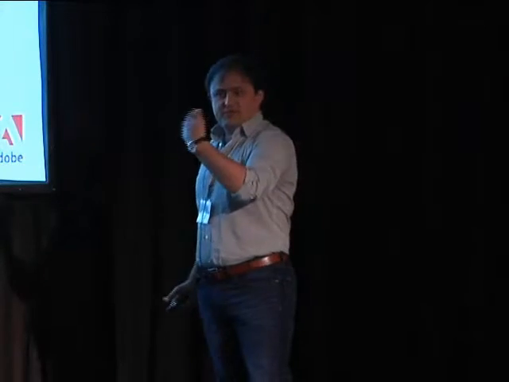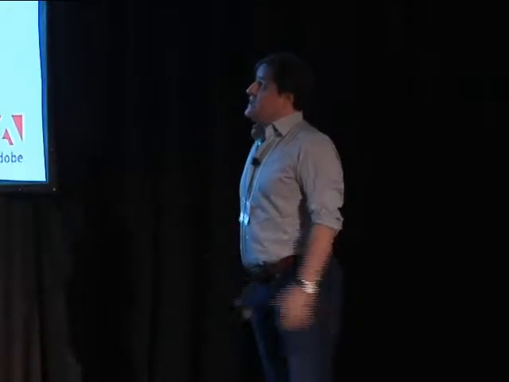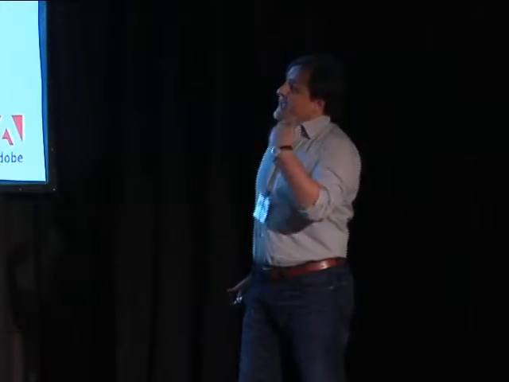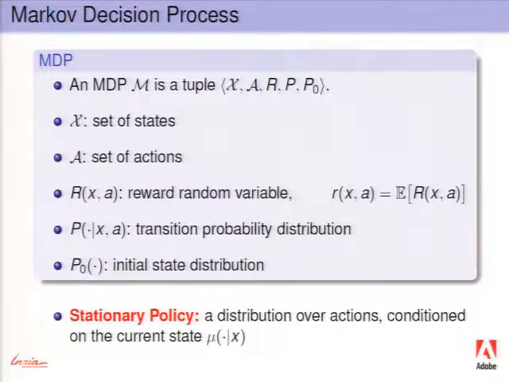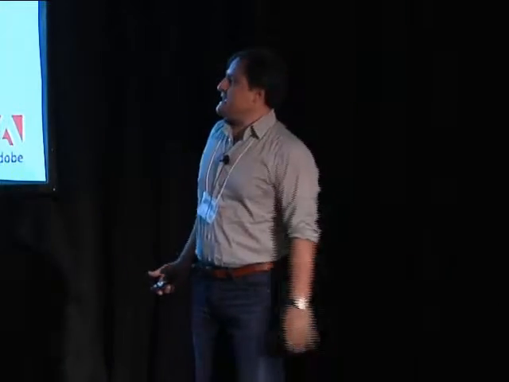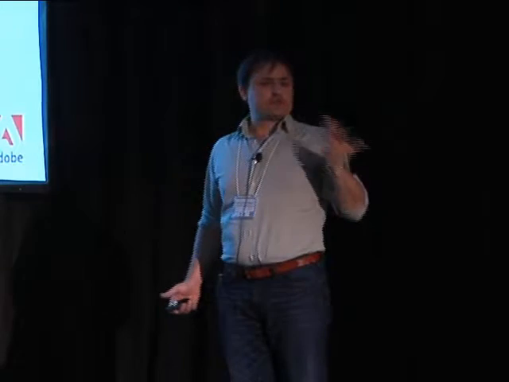This interaction between the agent and the environment is often modeled as a Markov decision process, or MDP, which is a 5-tuple in which X is the set of states, A is the set of actions, the capital R is the reward random variable of taking action A in state X, whose expectation is the little r, and P is the dynamic of the system, which tells us if you take action A in state X, what would be the distribution over the next states, and P0 is the initial distribution of the system.